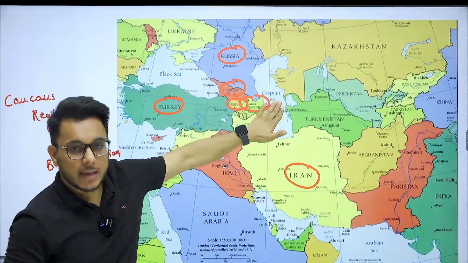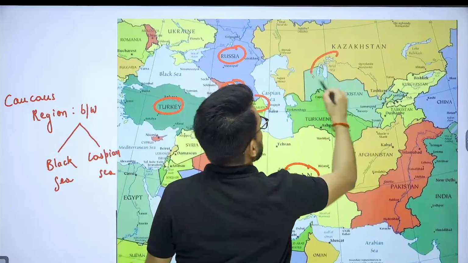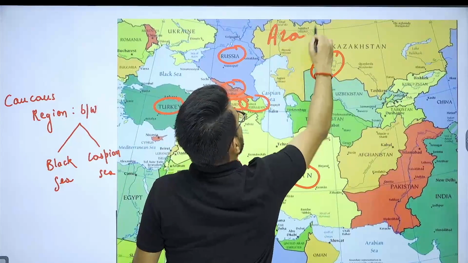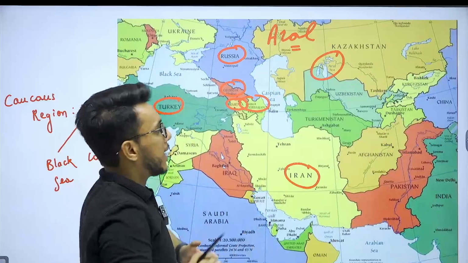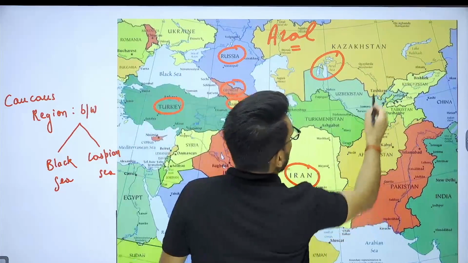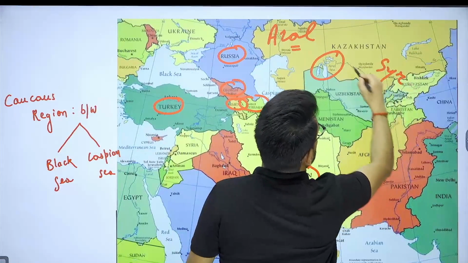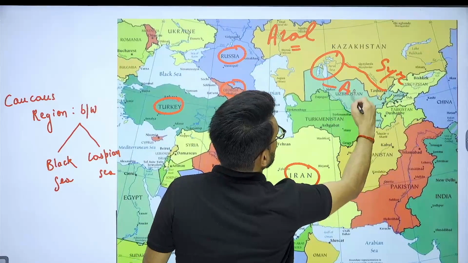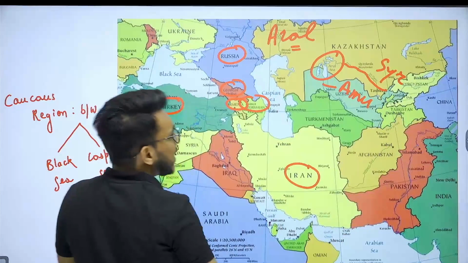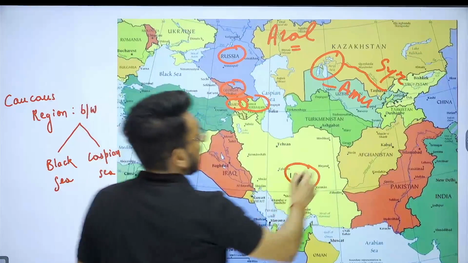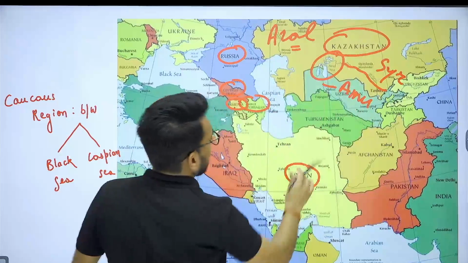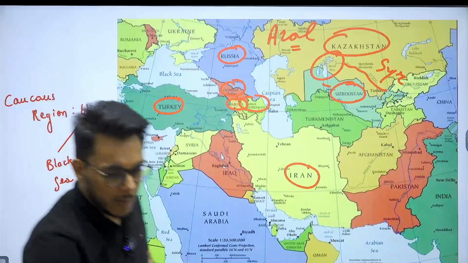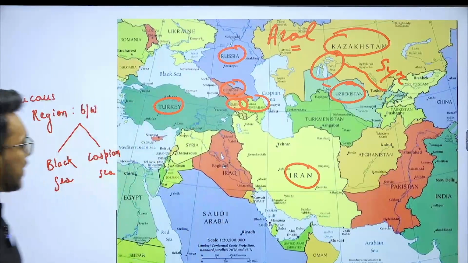Black Sea, Caspian Sea. Here we have Aral Sea. Now Aral Sea is also shrinking. Now Aral Sea, it is watered by Amu Darya and Sir Darya. Here we have Sir Darya and here we have Amu Darya. Now Aral Sea, it is located between Kazakhstan and Uzbekistan. Okay, Kazakhstan and Uzbekistan.